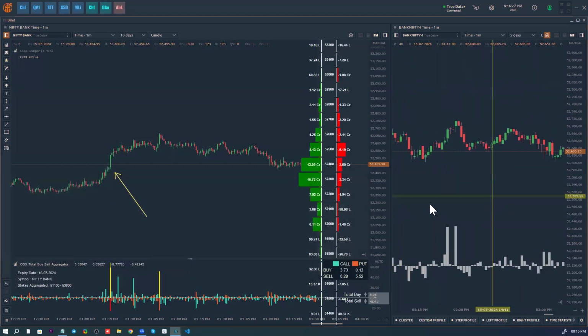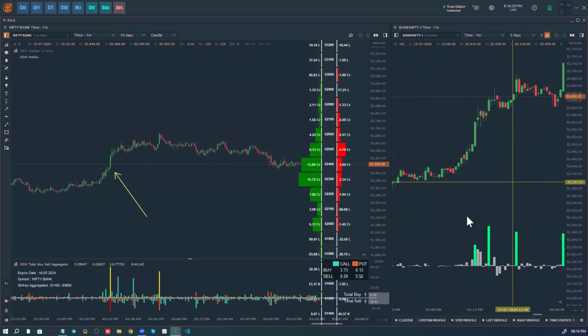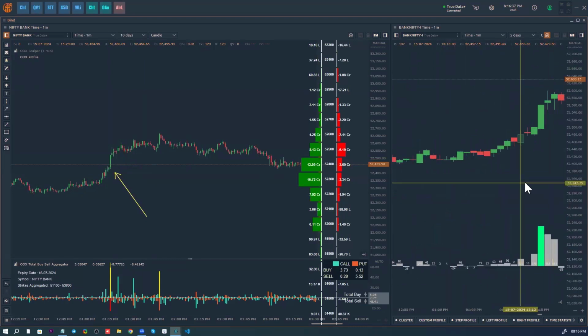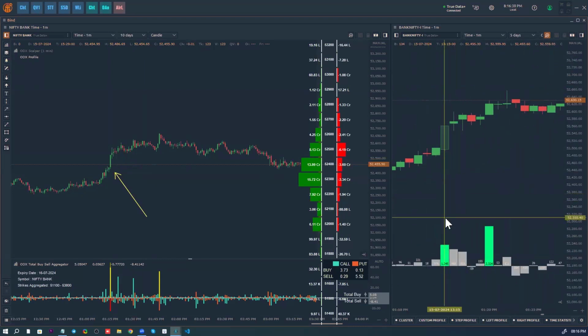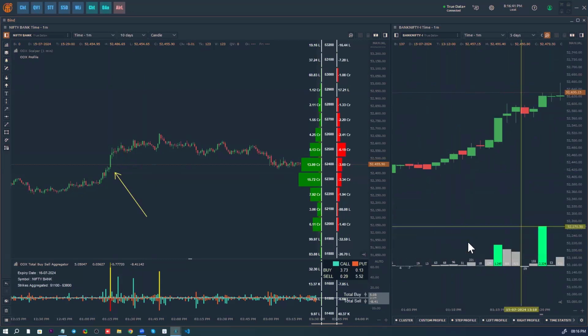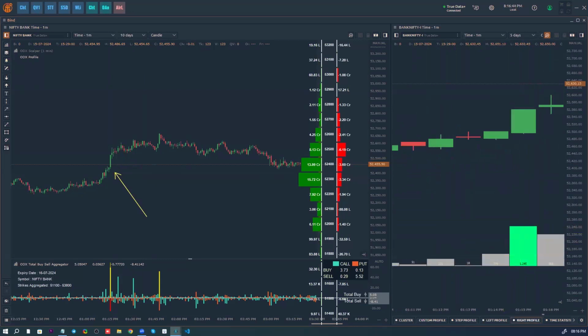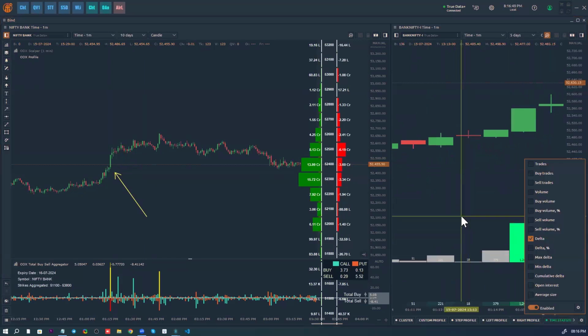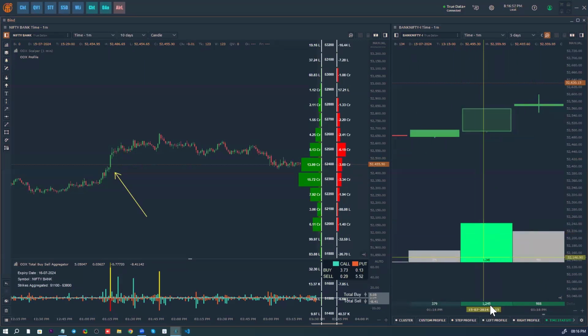So let us see here. What time was this? This was 13:15. Do you see this 13:15 has more than 1,000 delta? Let me enable the time statistics. I hope it is visible. If it is not visible, let me tell you it's 1,245. So more than 1,000 delta.